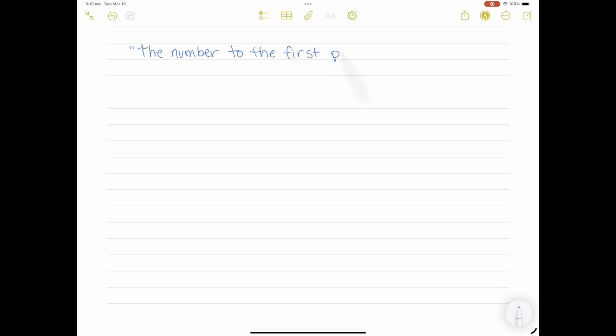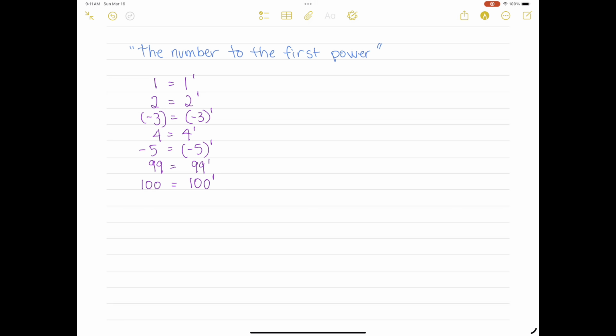Any number can be written as the number to the first power. So 1 equals 1 to the first power. 2 equals 2 to the first power. Negative 3 equals negative 3 to the first power. 4 equals 4 to the first power. Negative 5 equals negative 5 to the first power. 99 equals 99 to the first power. 100 equals 100 to the first power, etc.